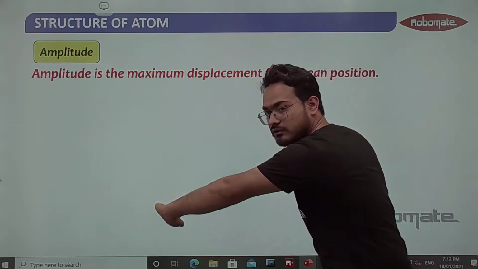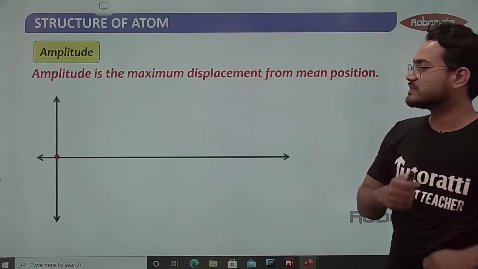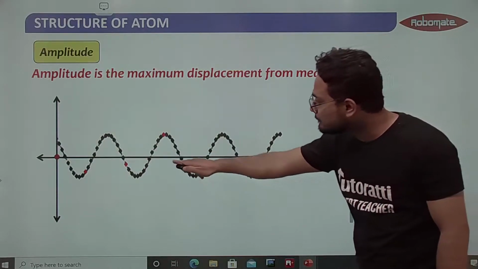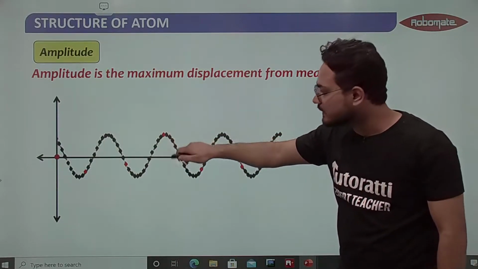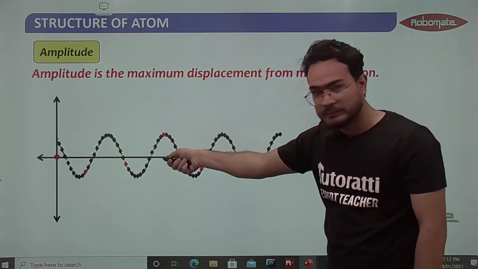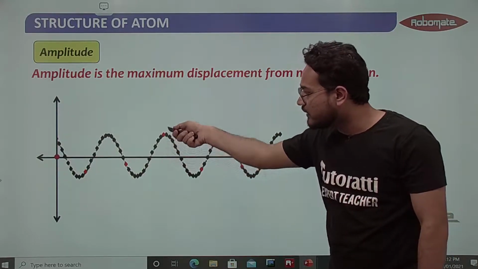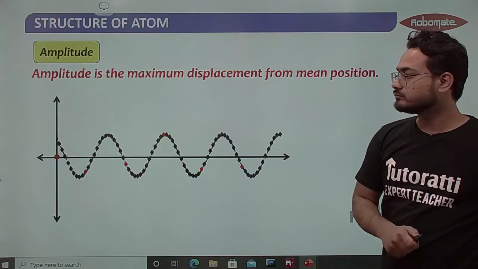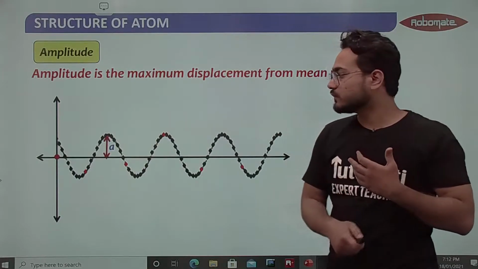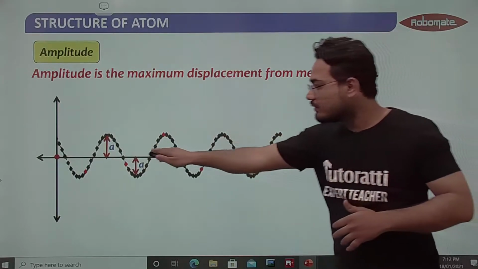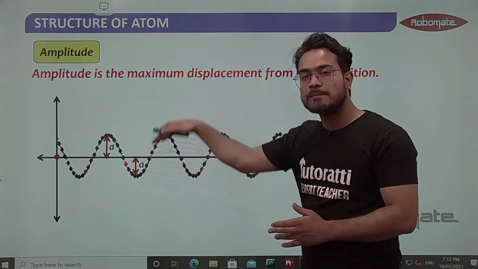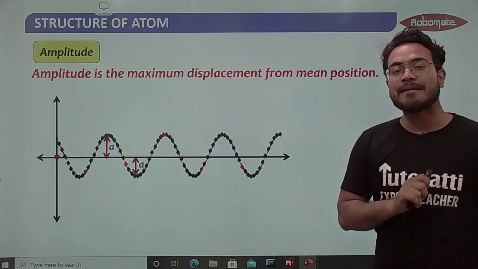This mean position, maximum displacement, like this. This is the mean position, the middle line, and the maximum displacement is here, the red point. So the distance between this mean line and this red point is called amplitude. Okay, this amplitude is generally described by A. And this is also A. Whether we measure from the upside or downside, both will be amplitudes.